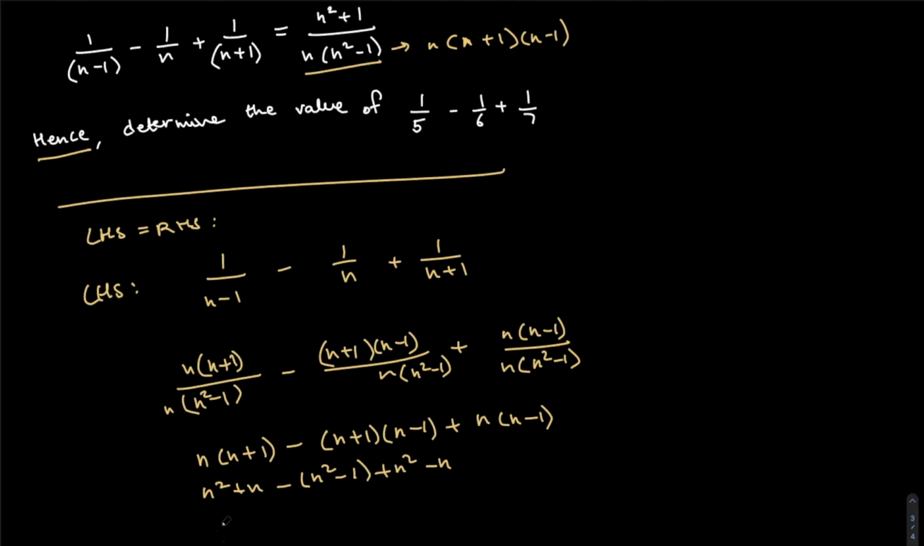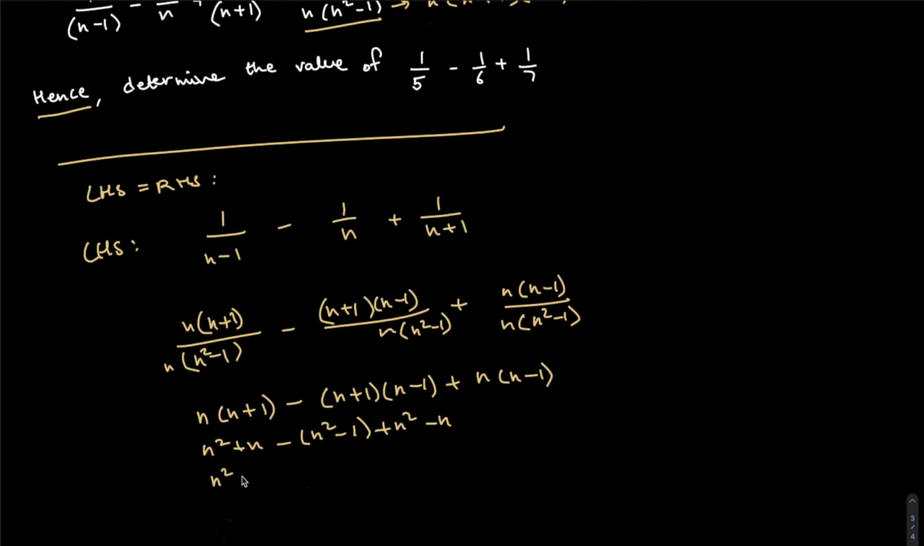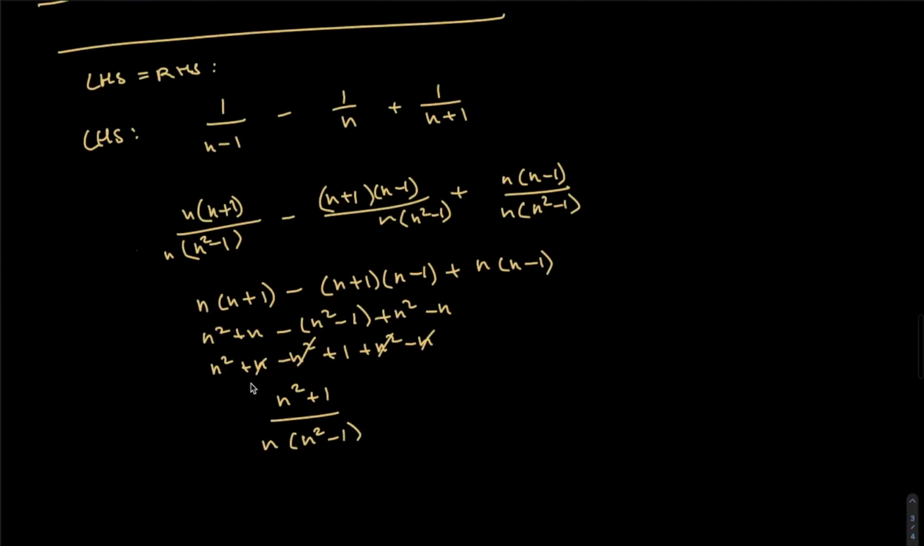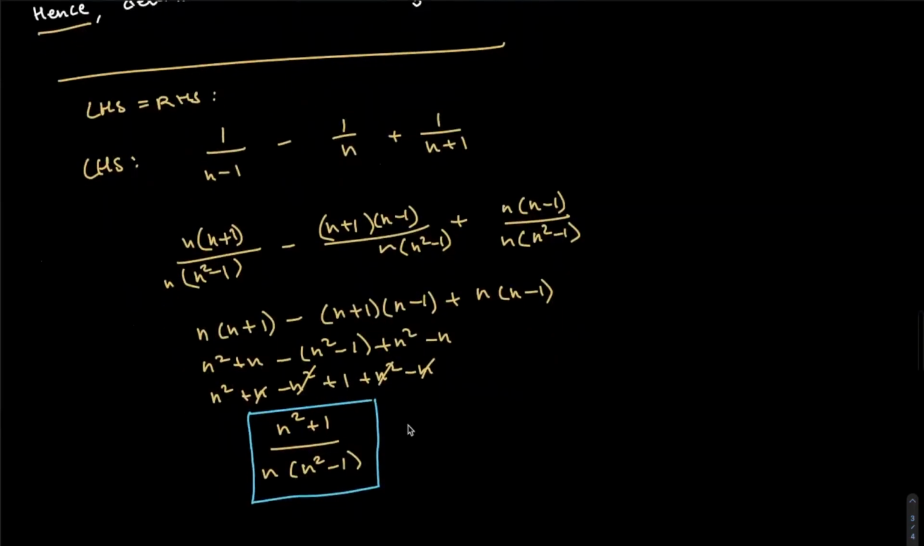Now, simplifying it a bit more, what I'm left with is n squared plus n minus n squared plus 1 plus n squared minus n. So minus n squared plus n squared cancels out, and n and minus n cancel out. What I'm left with is n squared plus 1 upon, this is the numerator, remember, n squared minus 1. So we just did LHS is equal to RHS.